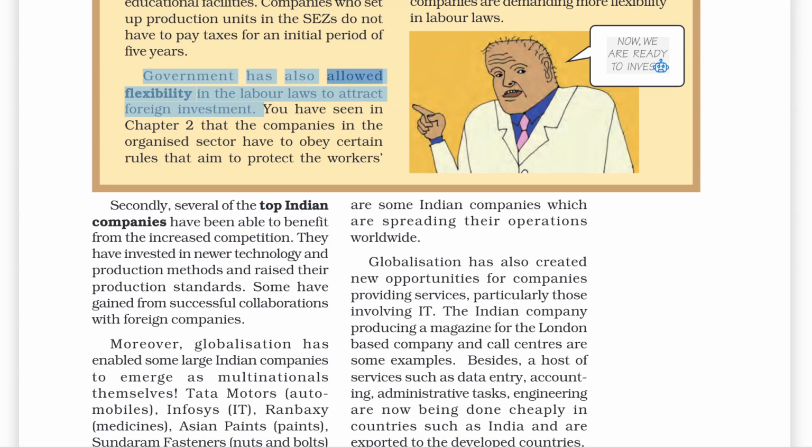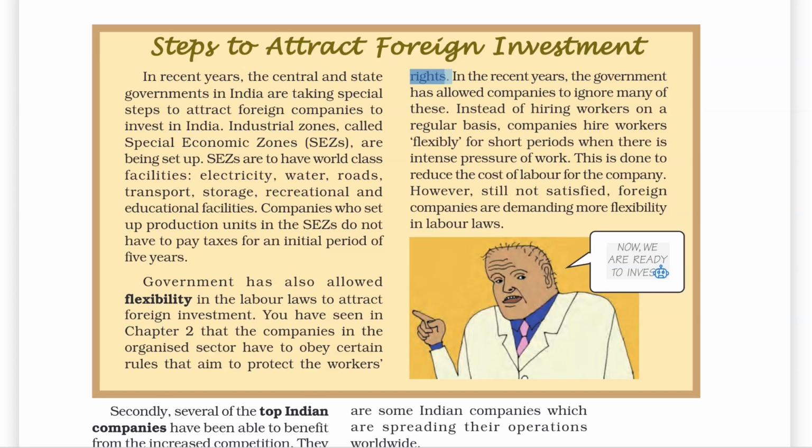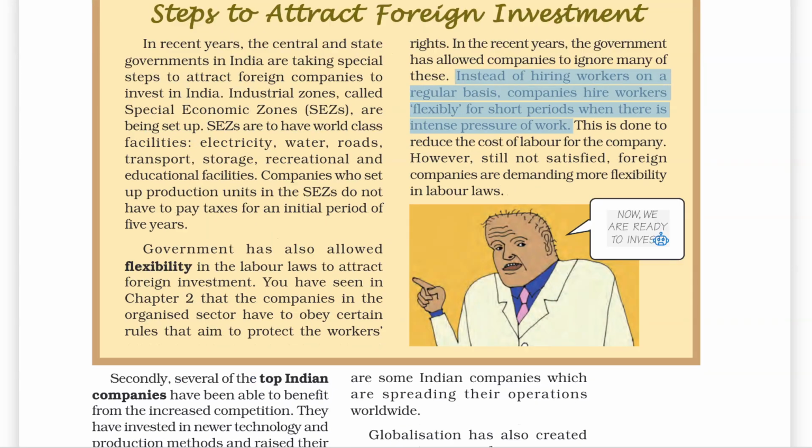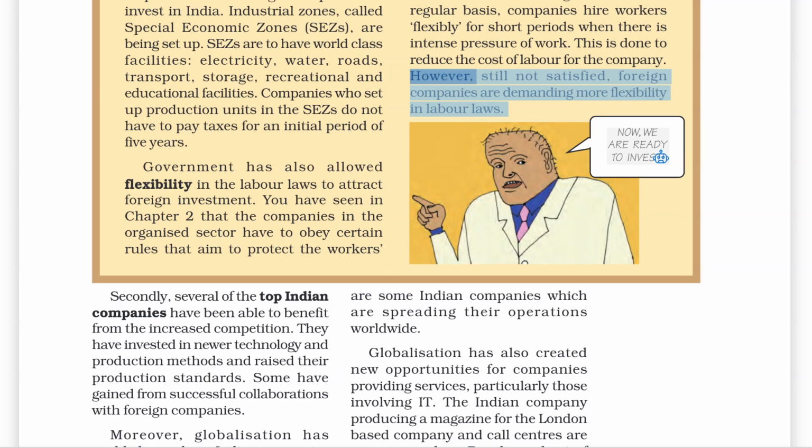Government has also allowed flexibility in the labor laws to attract foreign investment. You have seen in Chapter 2 that the companies in the organized sector have to obey certain rules that aim to protect the workers' rights. In recent years, the government has allowed companies to ignore many of these. Instead of hiring workers on a regular basis, companies hire workers flexibly for short periods when there is intense pressure of work. This is done to reduce the cost of labor for the company. However, still not satisfied, foreign companies are demanding more flexibility in labor laws.